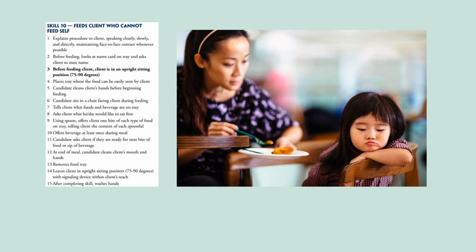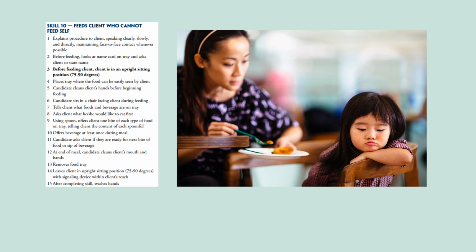The skill also has some specific steps directing the candidate on the position of the client. Step 3. The client must be seated upright 75 to 90 degrees. Most candidates perform this skill with the client in bed. It is important that the client be sitting upright at 75 to 90 degrees. The evaluator is scoring the step based on the client position, not the head of the bed. At the end of the feeding, step 14, the client should be left in the upright position.